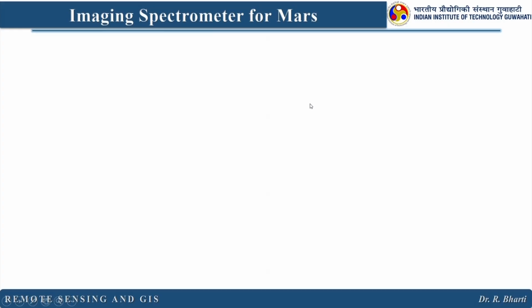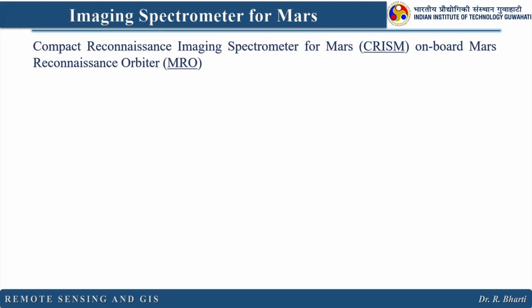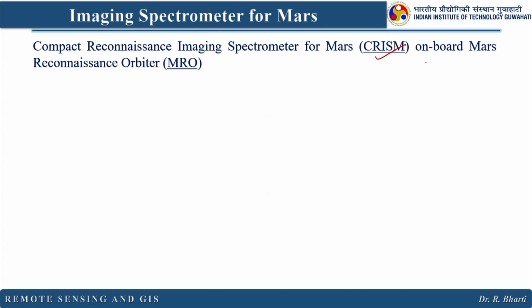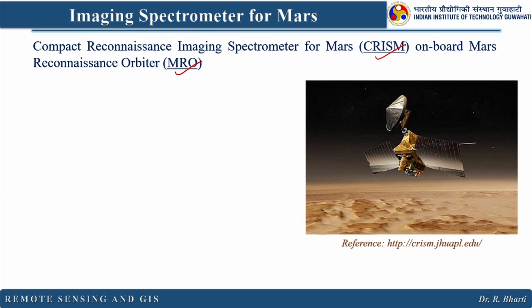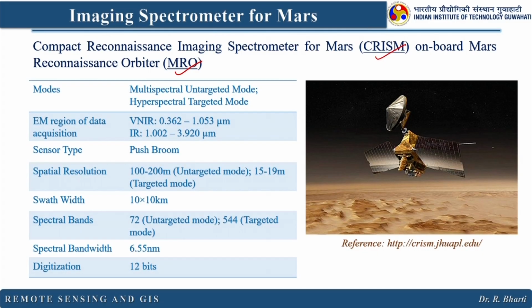Now, let us see what data we have used in this particular study. That was CRISM, which is onboard MRO. MRO is a carrier and CRISM is a sensor. CRISM is a hyperspectral sensor and its technical specifications are given here. It can measure images in two different modes.